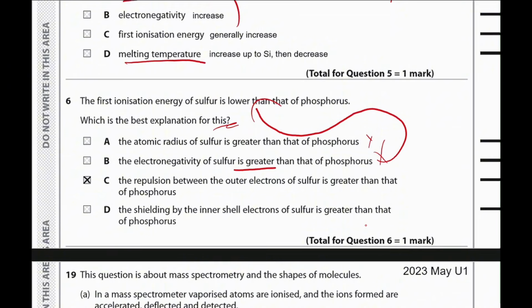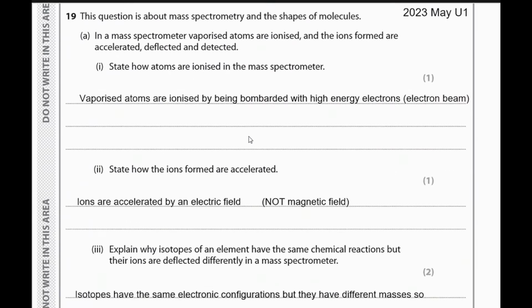Now, the repulsion between outer electrons in sulfur is greater than in phosphorus. Yes, it makes sense, because sulfur has a higher nuclear charge, which means it has a higher number of inner shell electrons. That increases the shielding. Due to the shielding, the repulsion will be higher in sulfur compared to phosphorus. That is why the ionization energy will be lower for sulfur. Due to this repulsion, the force of attraction between the nucleus and the outermost electrons decreases, and as a result less energy will be required to remove them.